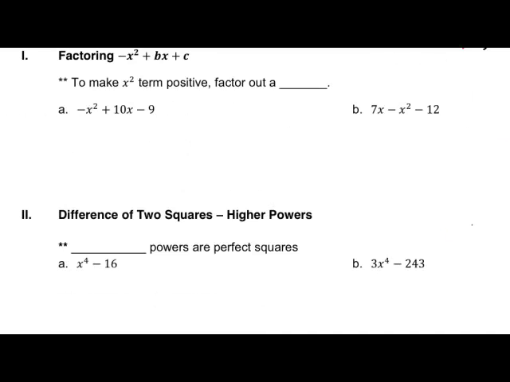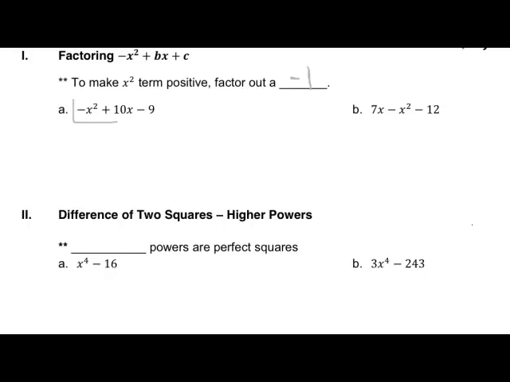So we've been reviewing factoring, but in this section we're just going to take it one step further. So the first section, we're factoring quadratic functions in the form negative x squared plus bx plus c. Now before we do anything, we always want our x squared term to be positive. So in order to make our x squared positive, if it's negative, we factor out a negative 1.